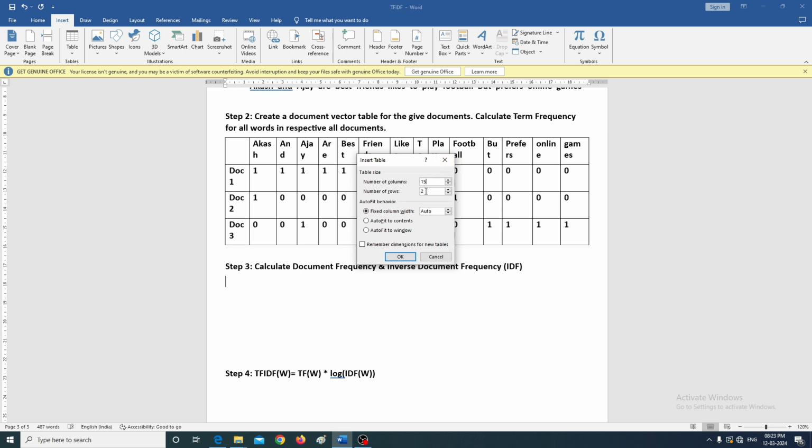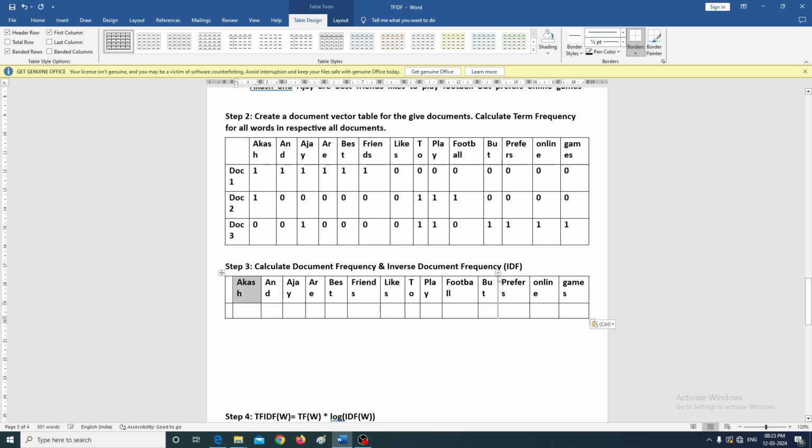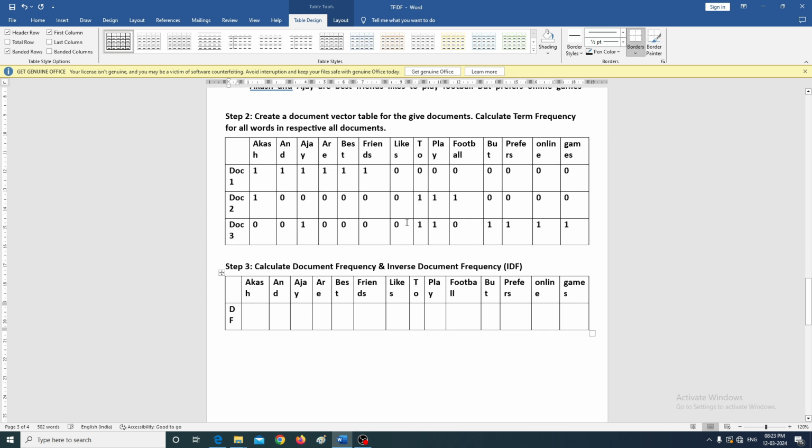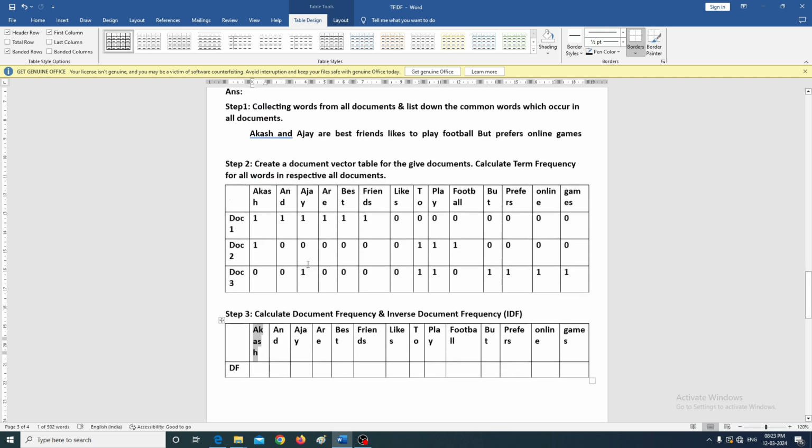I am going to create 2 records. To specify the words I am taking one row, and to specify the numbers I am taking another row. Clear? So here I am copying the common words we have. Here I am going to calculate the DF, document frequency. I already told you document frequency is the number of documents in which the word comes. So let's see.